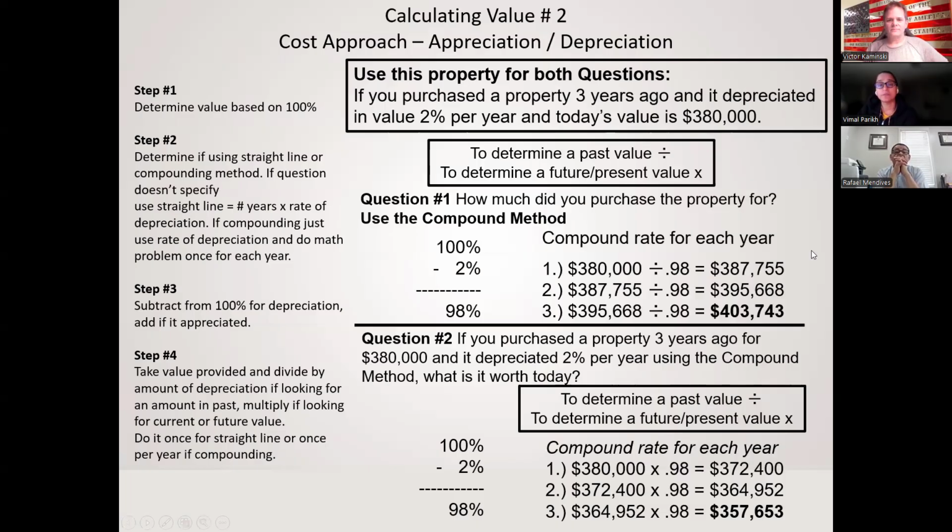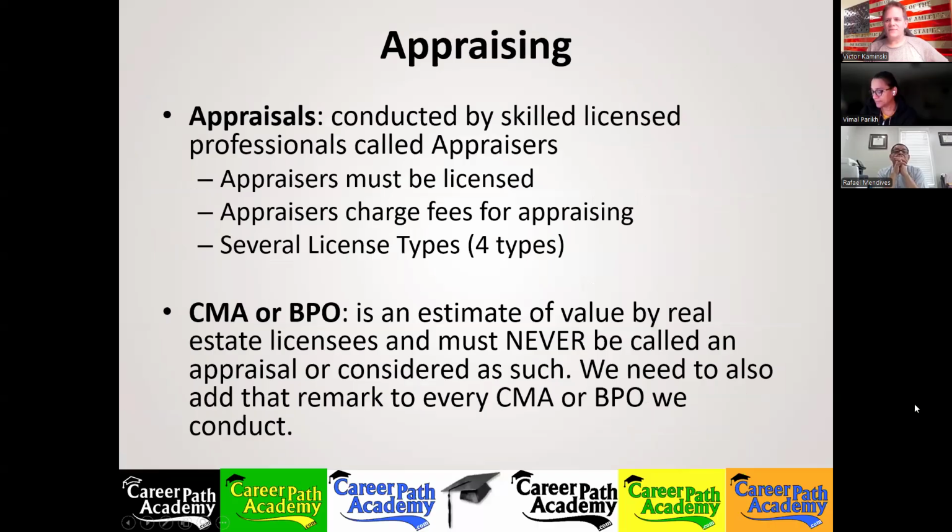All right, so that's it for that math. Appraisals are conducted by skilled licensed professionals called appraisers. Appraisers must be licensed. Appraisers charge a fee for appraising. And there are several license types, the 4 types that we went over. Do you recall what they were, off the top of your head?